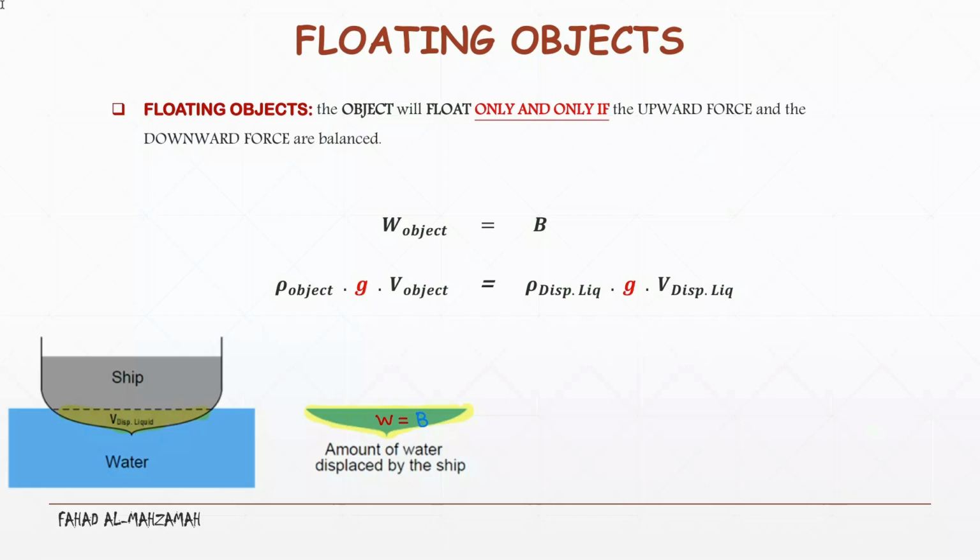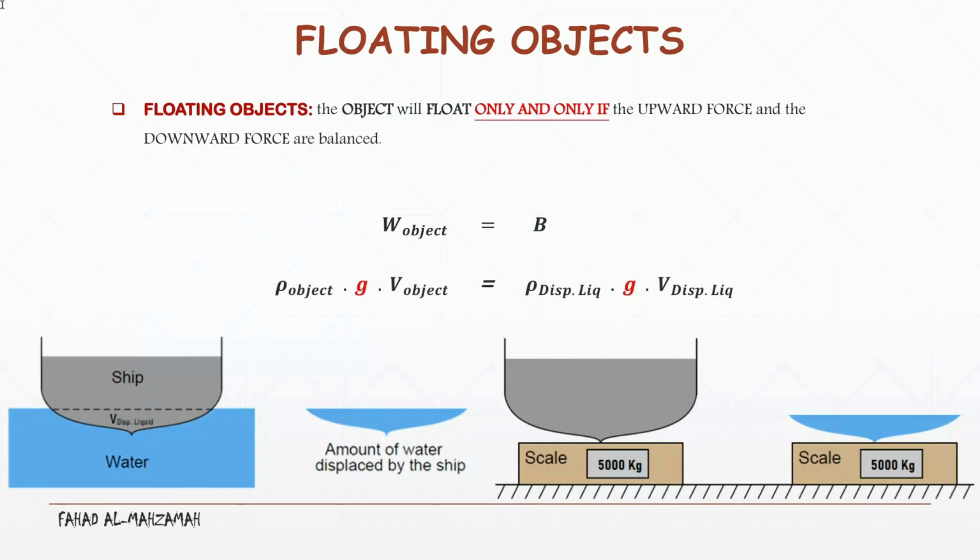Now, since the object is floating, the ship is not sinking, it's floating in the water, so we can say that the weight of the ship is equal to the weight of the displaced liquid. The weight of this total ship is equal to the weight of this displaced liquid. They are equal. So if you bring a balance scale and take the mass of both the object and the displaced liquid, you will find they are the same. That's why it's floating.